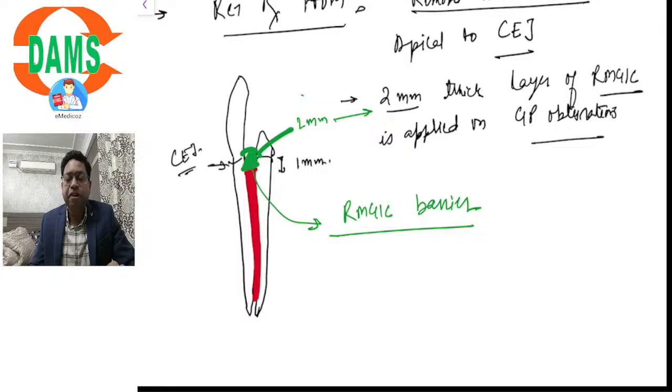So to prevent the bleaching agent from seeping down, we want just the clinical effect in the crown and nothing is to be done into the root. So an RMGIC barrier is used. This is a 2 millimeter thick barrier.